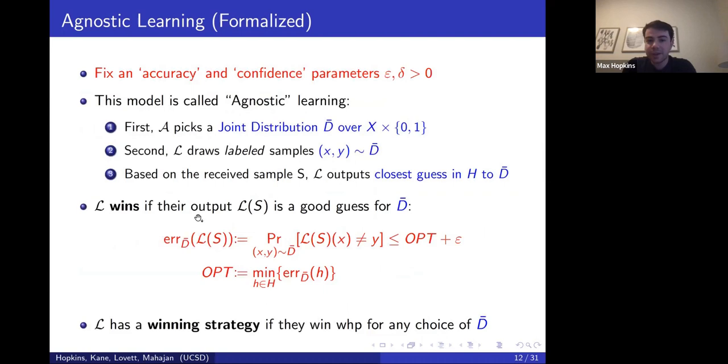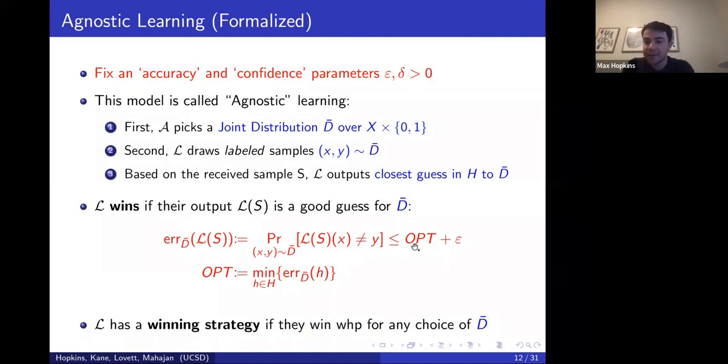So what's the win condition? Well, the learner wins if their output is good, meaning that the error of their output, which is, again, just classification error. So this is the probability over the joint distribution that the learner misclassifies a point, right? That LS of X is not equal to the label Y. The probability of that is the error.